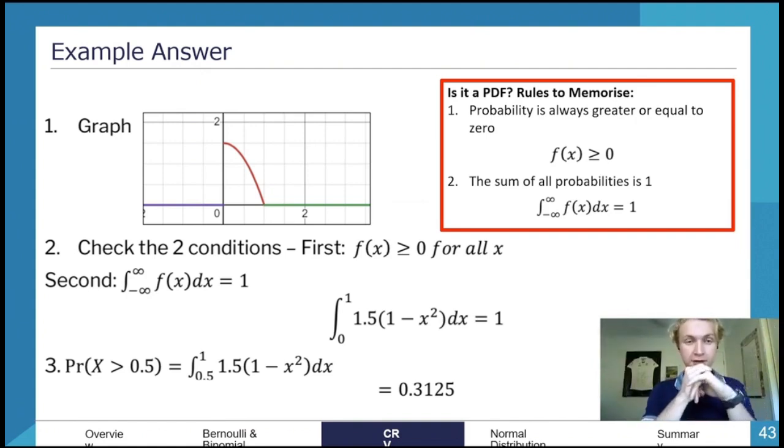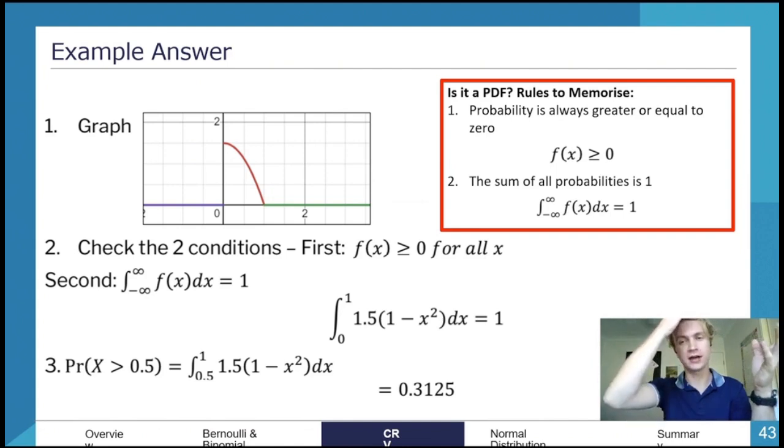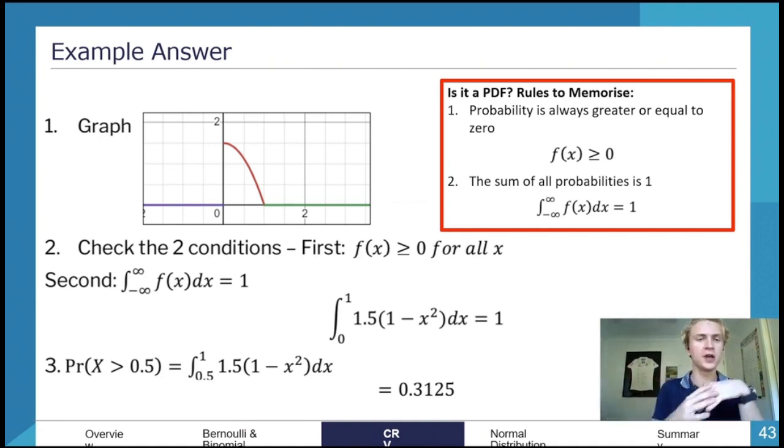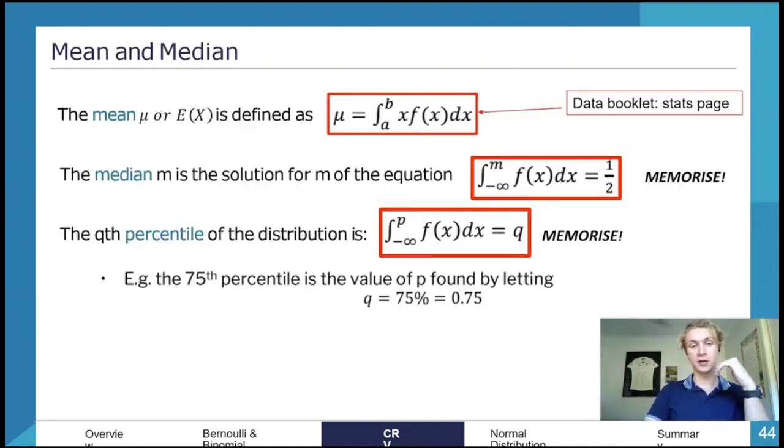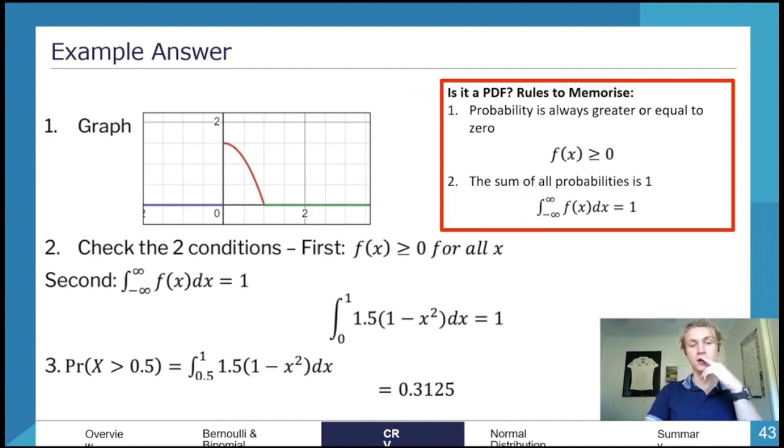Now here, we have to check that. If we integrate between negative infinity and 0, we're not going to have anything because the function is actually 0 there. Same for between 1 and infinity. It's always going to be 0. So we're only interested in the lower and upper bounds here, between 0 and 1, where this function is actually greater than 0. So we integrate between 0 and 1 of 1.5 times (1 take x squared) dx equals 1. And you'll find that that integral does indeed equal 1.